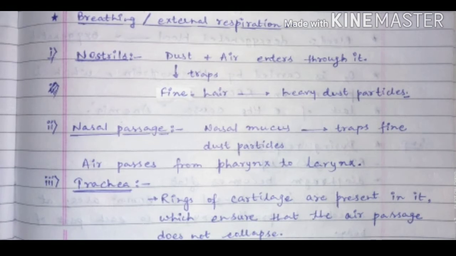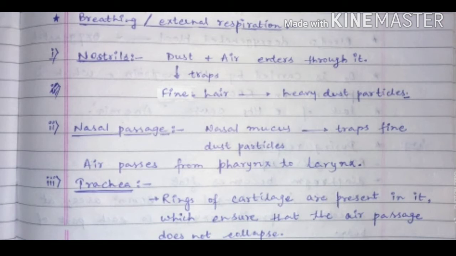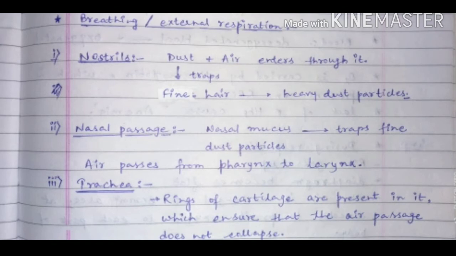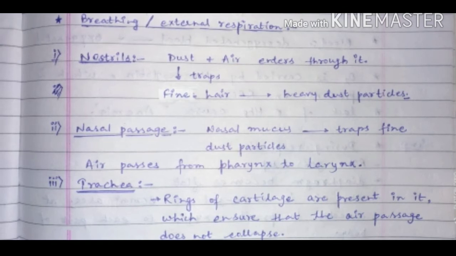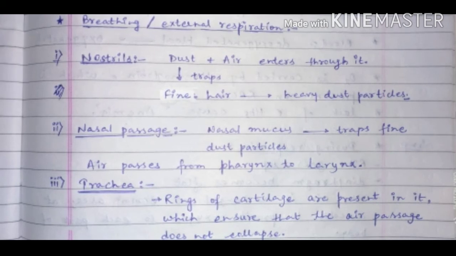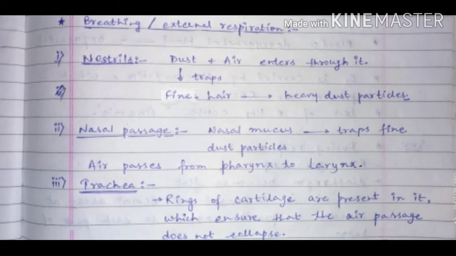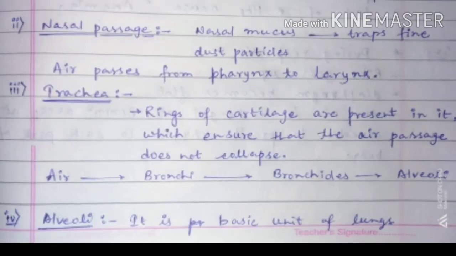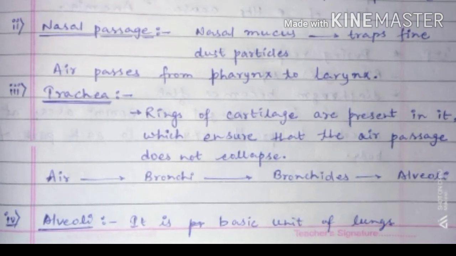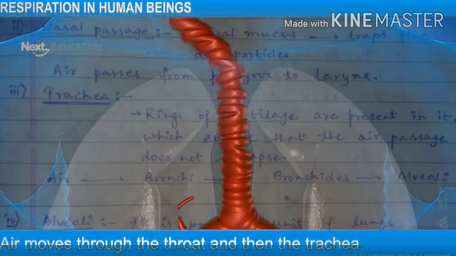As we breathe in, the air contains dust, and that dust may harm our body. Because of that, in our nostrils there are fine hairs that trap the heavy dust particles, and the air goes further into the nasal passages. The nasal passages secrete nasal mucus, which traps the fine dust particles, so now the air is mostly dust free. Then this air passes through the pharynx to the larynx.